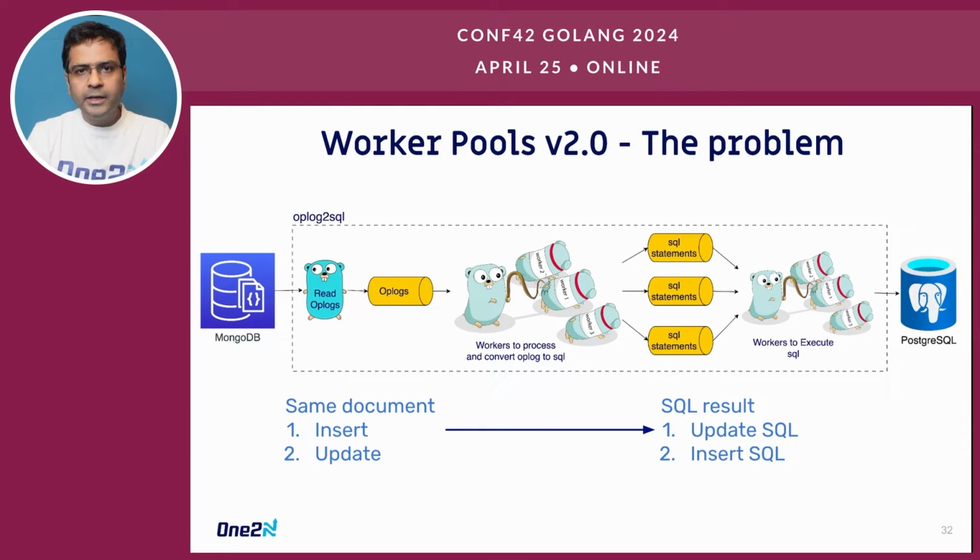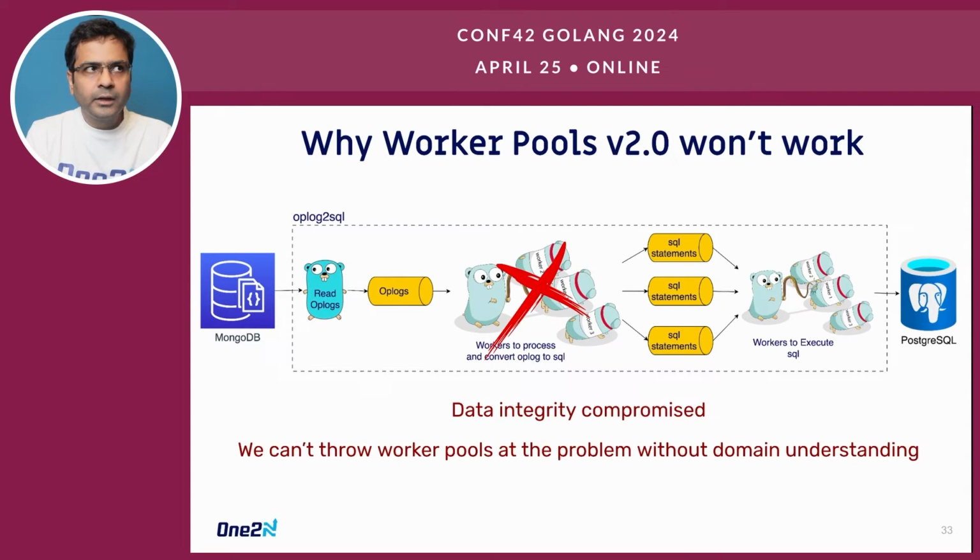But we can't guarantee the ordering of these results. That means it could end up happening that the update SQL runs first and then it tries to run the insert SQL. Well, that would result in a SQL error. So we can't really throw worker pools at a problem, right? The data integrity gets compromised and we have a correctness issue. So we need to always write a correct program first, then we can make it performant, right? So this is a program that is performant, but it's not really correct.